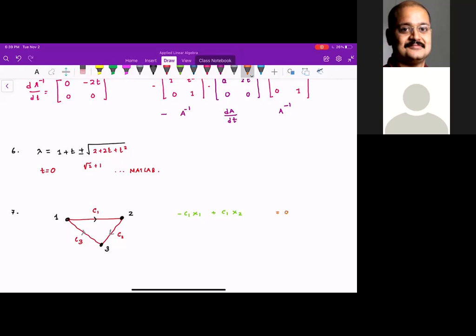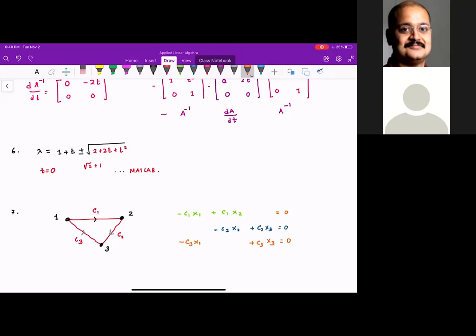Because you are going from 1 to 2. So x1 minus x2. Now, if you look at the second node, you are going from 2 to 3. So this is going to look like C2 x2 plus C2 x3. And the last, you're going to start from 1, minus C3 x1 plus C3 x3. Are you with me so far?